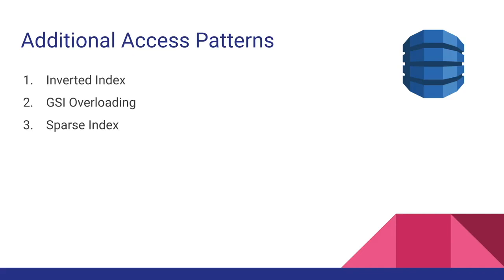Now, one part of the many-to-many relationship can be queried by the table's primary key, using the partition key and the sort key. But when it comes to the other side of the many-to-many relationship, we can use an inverted index to query that. Now let me give you an example.